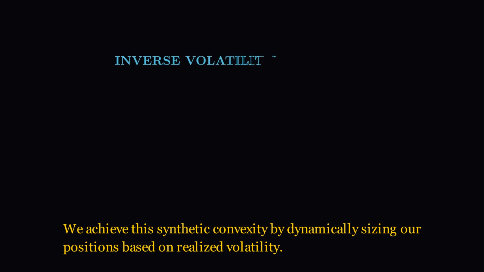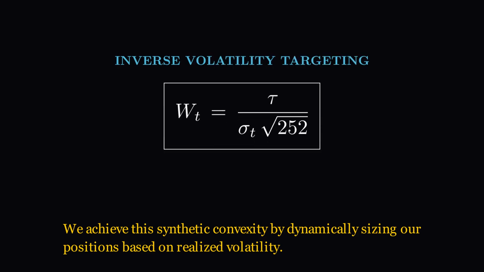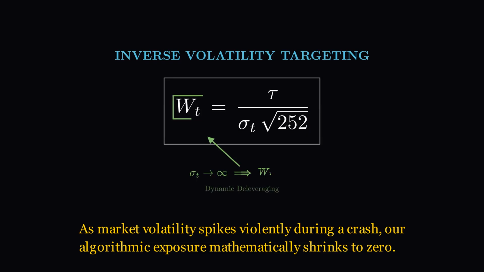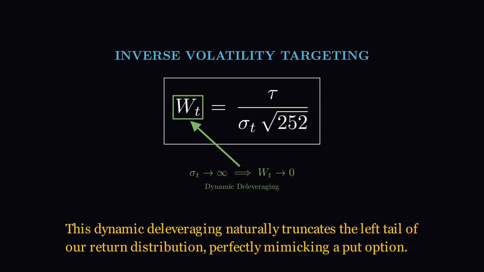We achieve this synthetic convexity by dynamically sizing our positions based on realized volatility. Our position weight, W, is strictly inversely proportional to the asset's rolling standard deviation. As market volatility spikes violently during a crash, our algorithmic exposure mathematically shrinks to zero. This dynamic deleveraging naturally truncates the left tail of our return distribution, perfectly mimicking a put option.